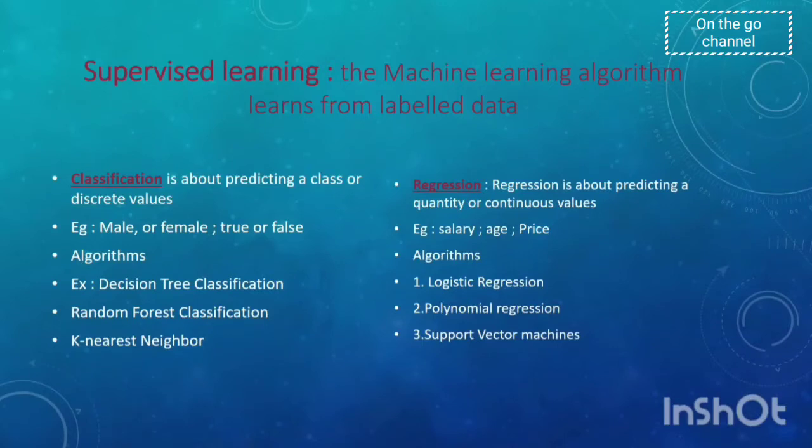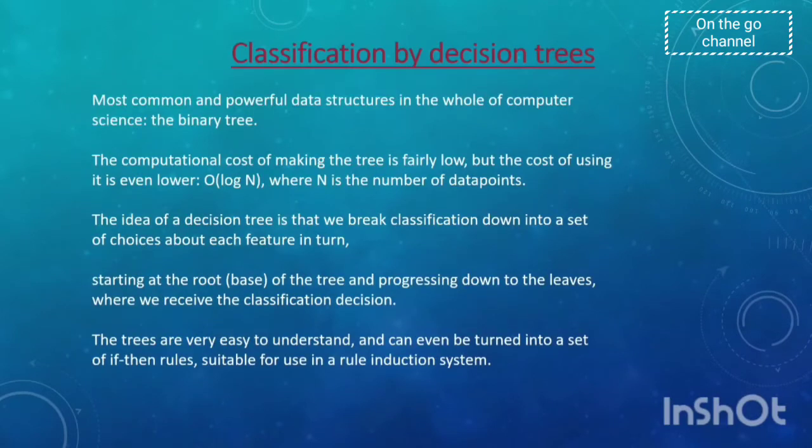Classification by decision trees. The most common and powerful data structure in the whole of computer science is the binary tree. The computational cost of making the tree is fairly low, but the cost of using it is even lower. The formula for constructing the binary tree is O(n log n), where n is the number of data points.